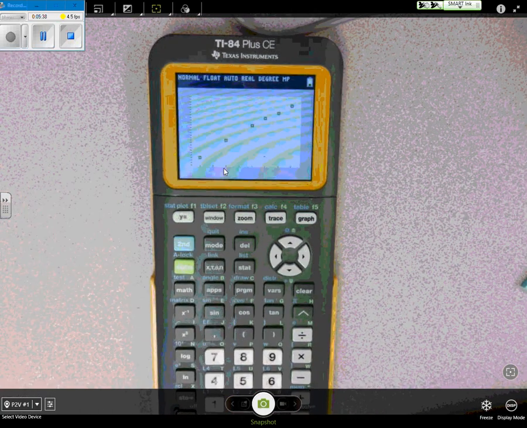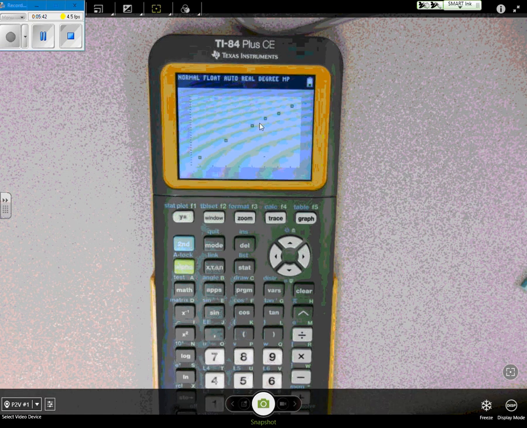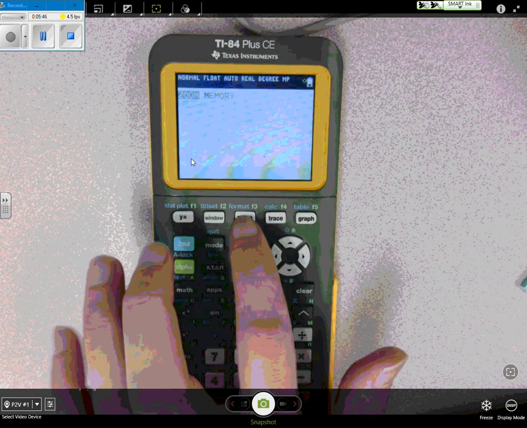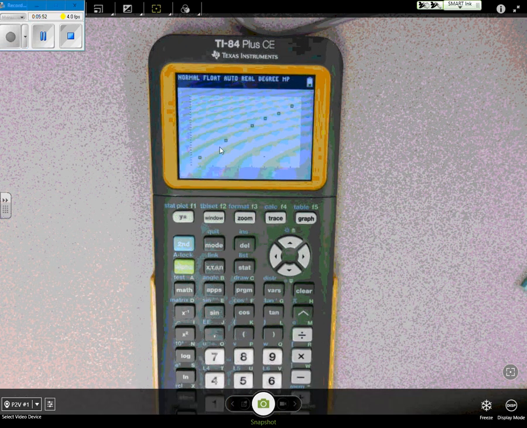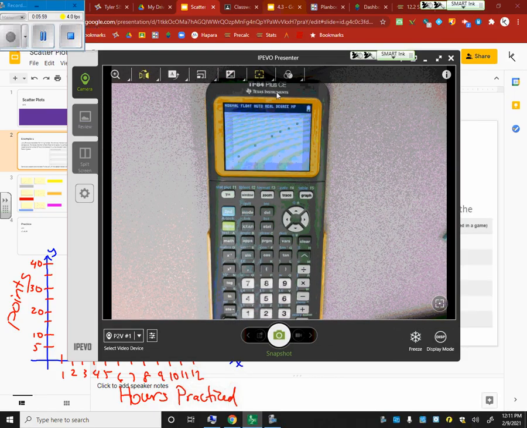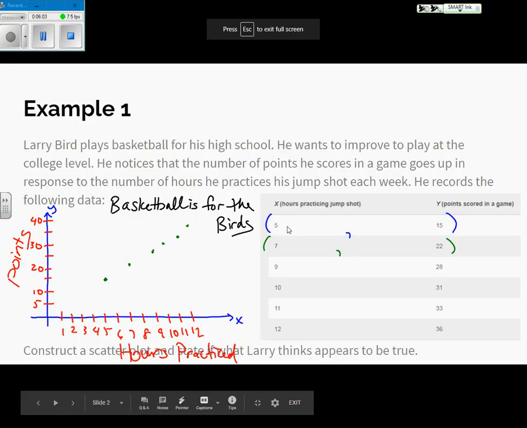Now, like I said, I already did this problem earlier because it's the second time I recorded it, but if you don't see these points right here, you can cheat real quick by hitting zoom and then the number 9, zoom stat right here. And it will take you directly to this. And if you look, this graph looks the exact same as this graph that we did here. And so I know that we're good.